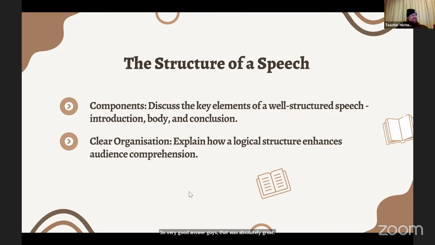Now, the next thing we need to talk about is the importance of clear and organized speech structure. So who wants to tell me why they think a logical structure for a speech, if you write a speech and it makes sense and it flows well, is better for audience understanding? Victoria.